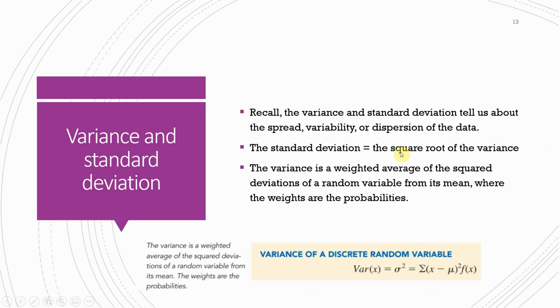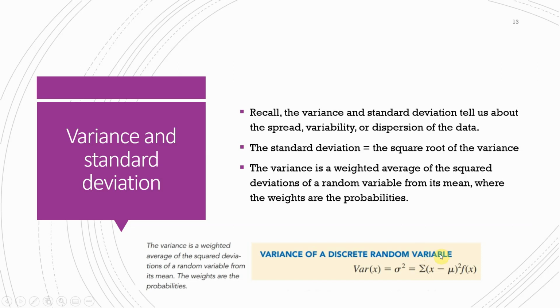Then when we think about the variance and the standard deviation of a random variable, it's really just telling us about the spread or the variability or the dispersion of the data. Once we calculate the variance, we can take the square root of it, which will give us the standard deviation. The variance is a weighted average of the squared deviations of a random variable from its mean, where the weights are the probabilities.